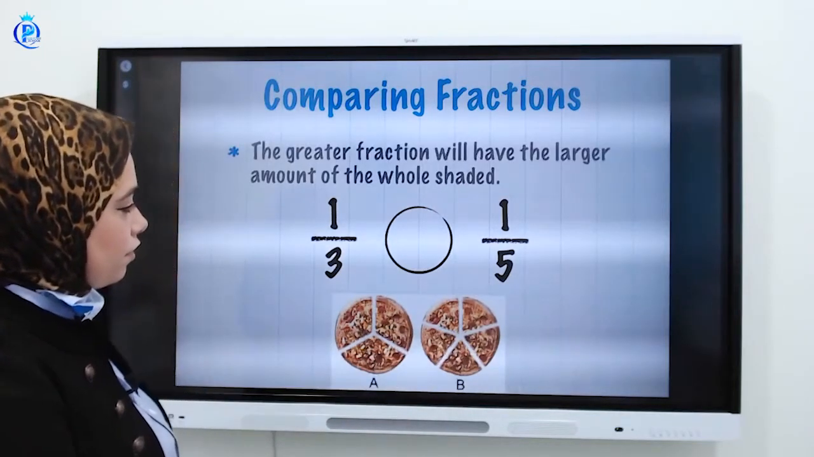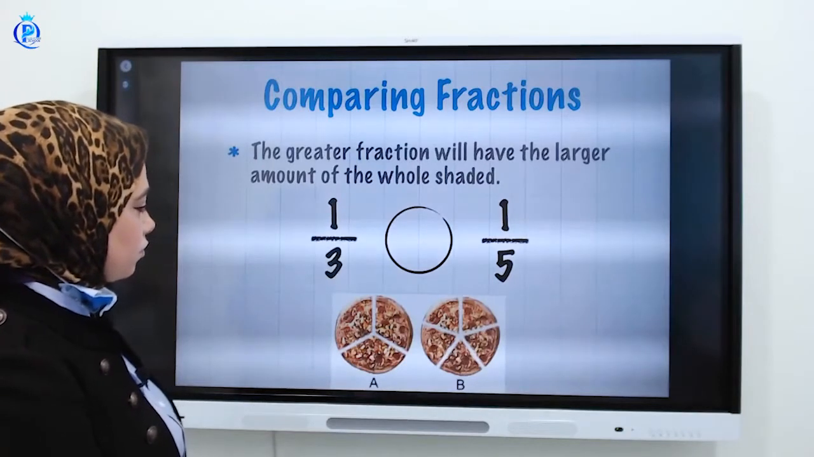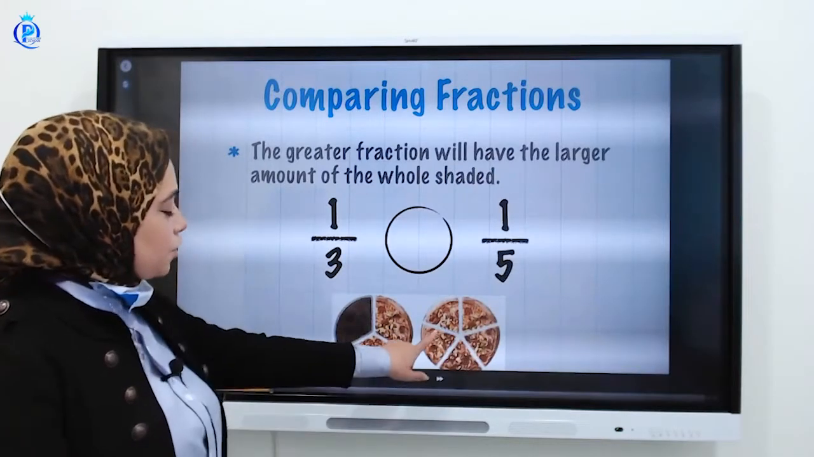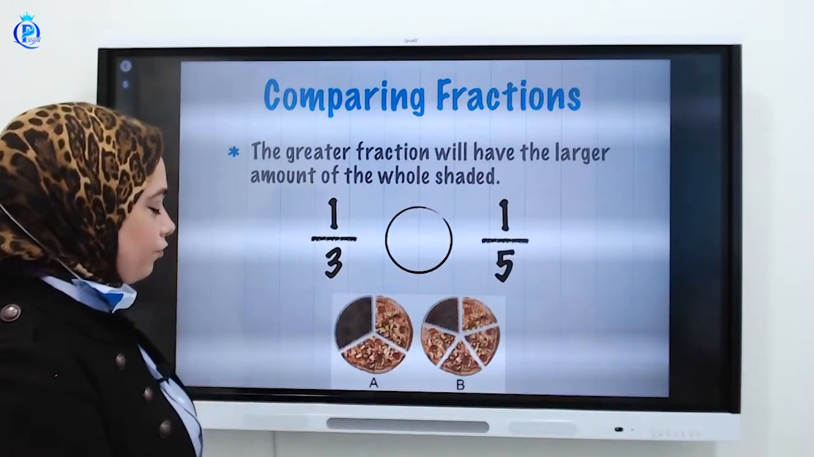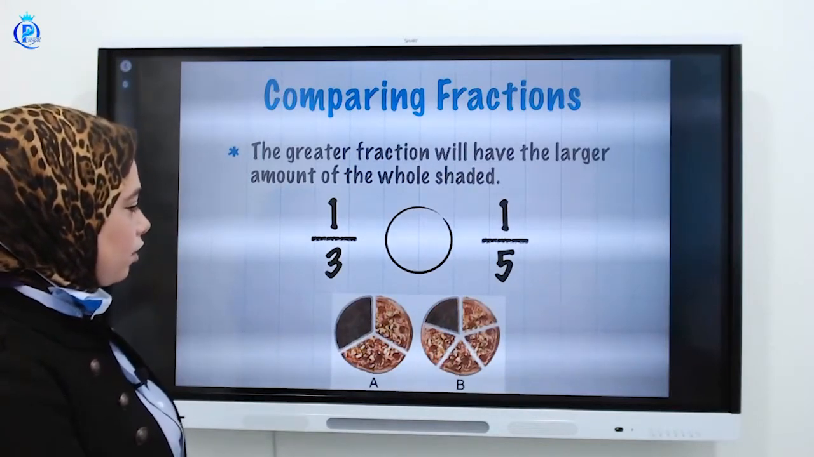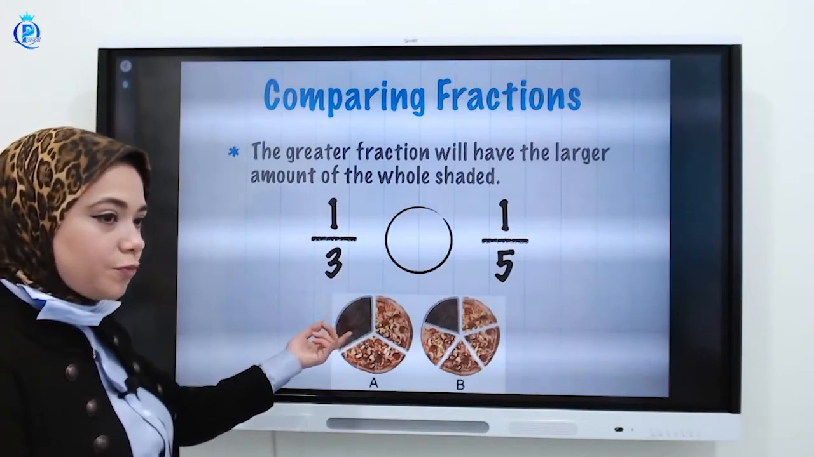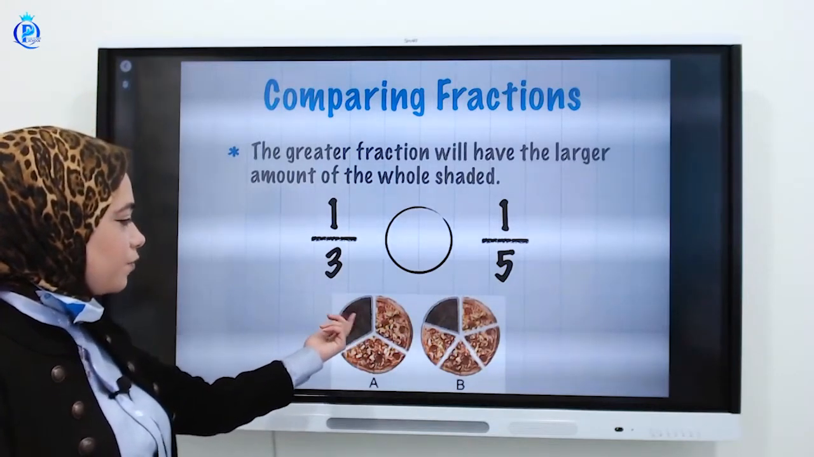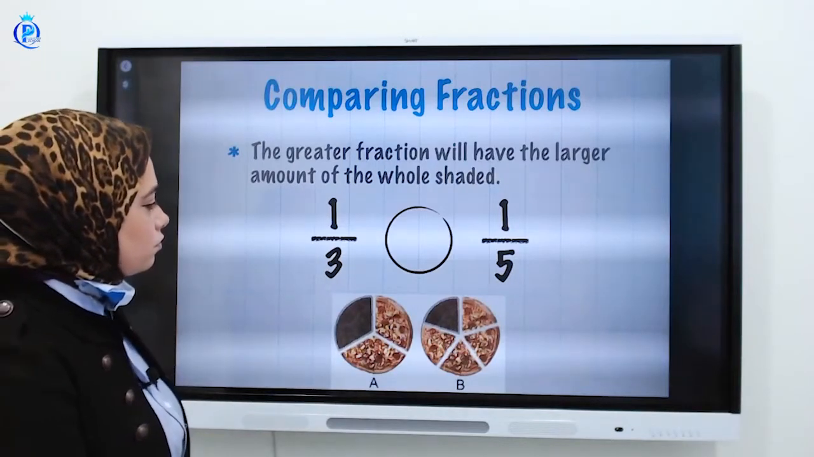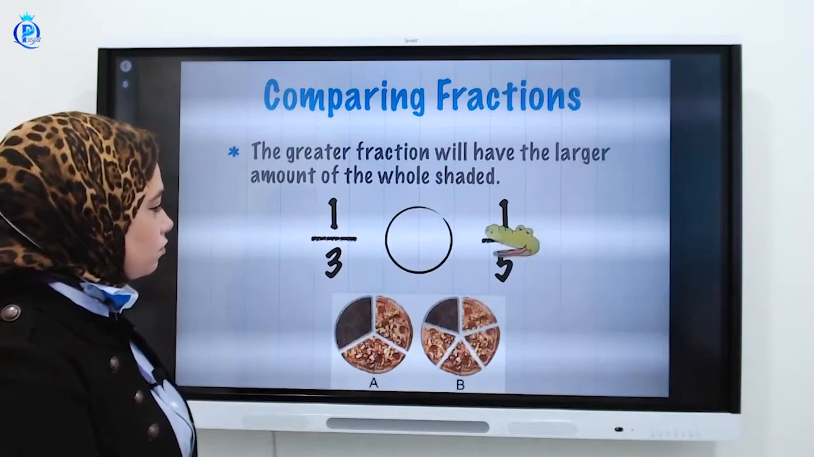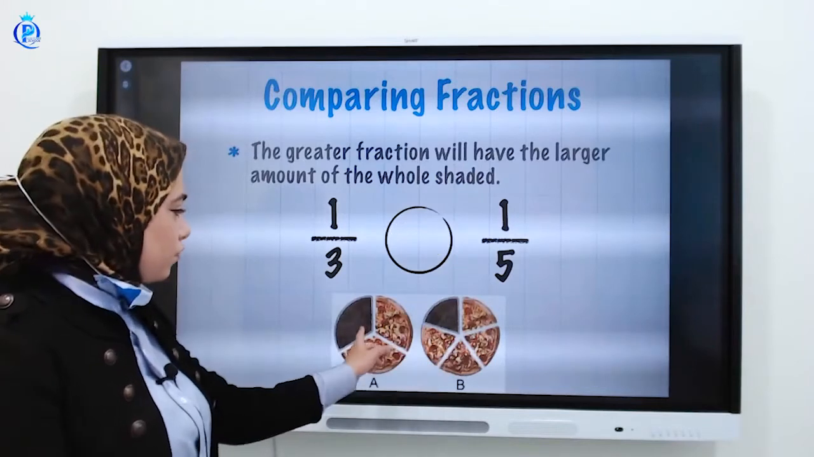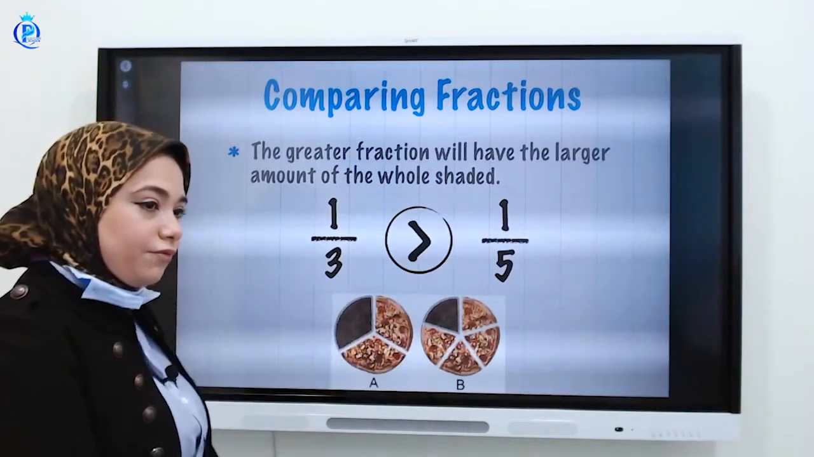For 1/3, I'm going to shade 1 out of 3 pieces. And for 1/5, I shaded 1 out of 5 pieces. So which way am I going to have more pizza? If I eat 1/3 of the pizza or 1/5 of the pizza, which part is bigger? Remember, the greater fraction will have the larger amount of the whole shaded. So if we look at what we shaded, we can see that 1/3 has more shaded than 1/5. So 1/3 is greater than 1/5. Okay?